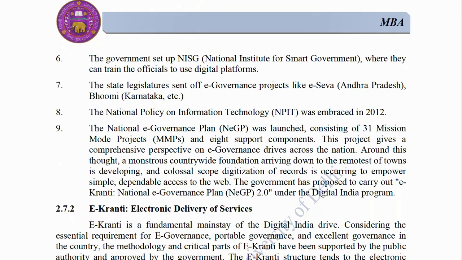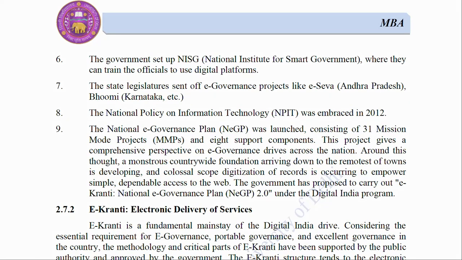Point number 6. The government set up the NISG, National Institute of Smart Government, where they can train officials to use digital platforms. Point number 7. The state legislatures launched e-governance projects like Seva, Andhra Pradesh, Bhumi, Karnataka, etc. Point number 8. The National Policy on Information Technology was adopted in 2012. Point number 9. The National E-Governance Plan was launched, consisting of 31 mission mode projects and 8 support components. This project gives a comprehensive perspective on e-governance drives across the nation. Around this thought, a massive countrywide infrastructure reaching down to the remotest of towns is developing. And huge scale digitization of records is occurring to enable easy, reliable access to the web. The government has proposed to carry out e-Kranti, National E-Governance Plan 2.0 under the Digital India Program.